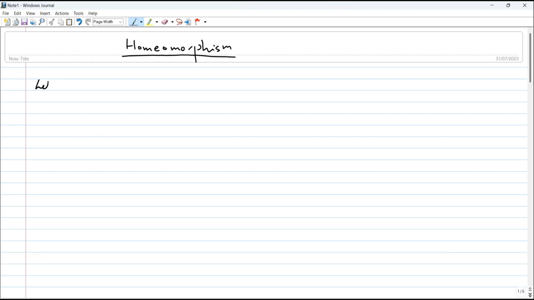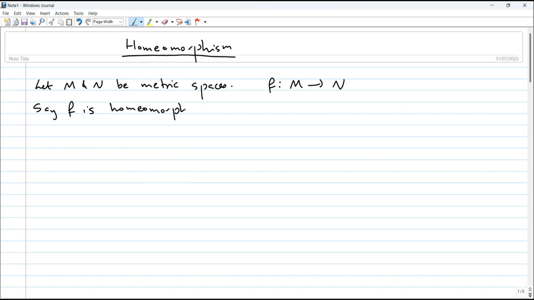So let M and N be metric spaces, and we have a function f that goes from M to N. So we say f is homeomorphic if the following three conditions are satisfied. First, f from M to N is a bijection. That means it is an invertible function.